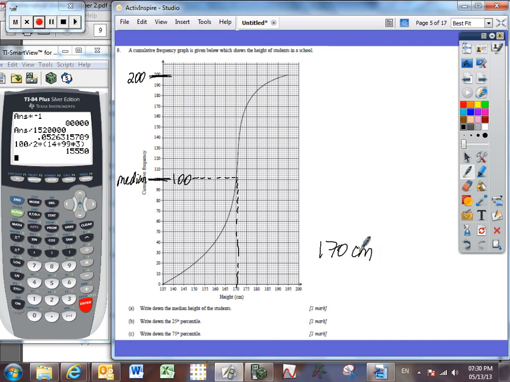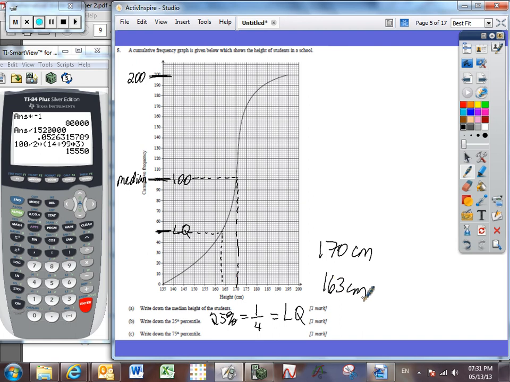Write down the 25th percentile. We know that 25% equals 1/4. That equals then the lower quartile. Right? That's what the lower quartile is. And so we'll take the midpoint between the median and the minimum. There's our lower quartile. And our 50 comes across and maps down to, looks like about 163.